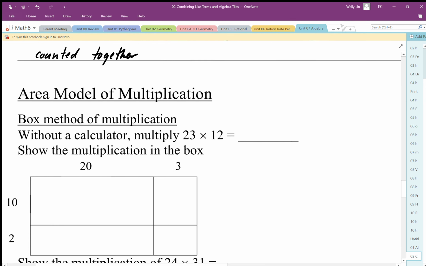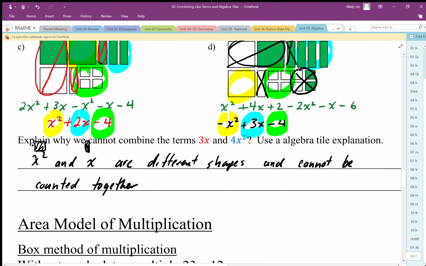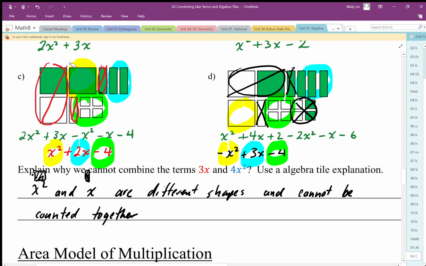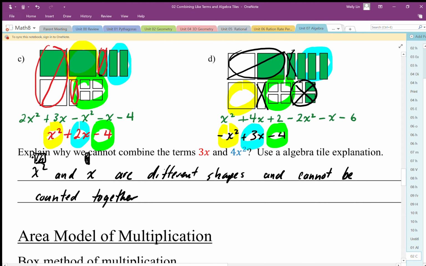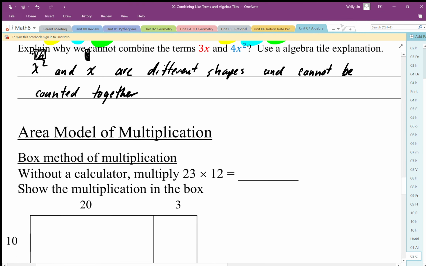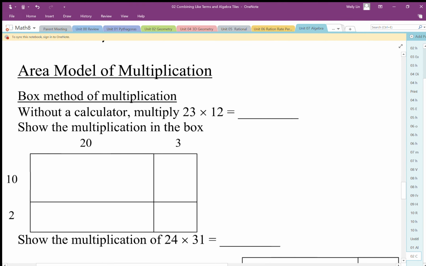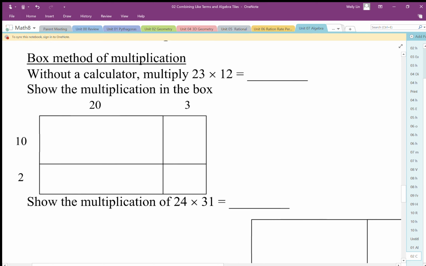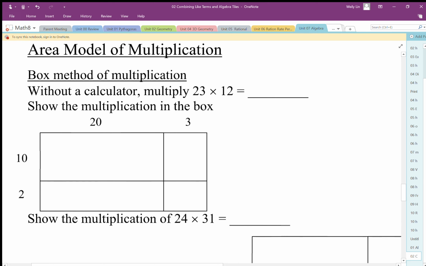These algebra tiles are based on area. So to get an area of x squared, we have a length of x and a width of x. To get an area of x, we have a length of 1 and a width of x. So these algebra tiles are based on area. So we want to make sure that we have a clear idea of what the area model for multiplication is.